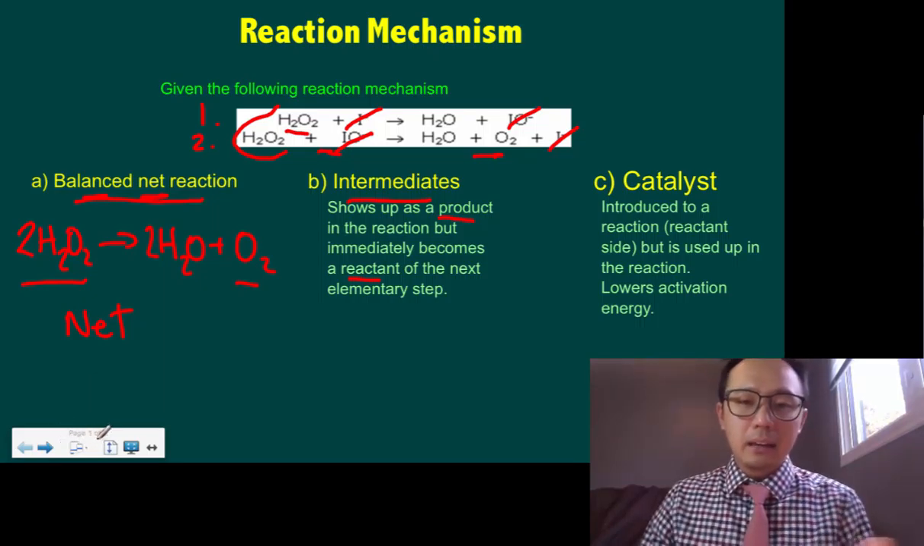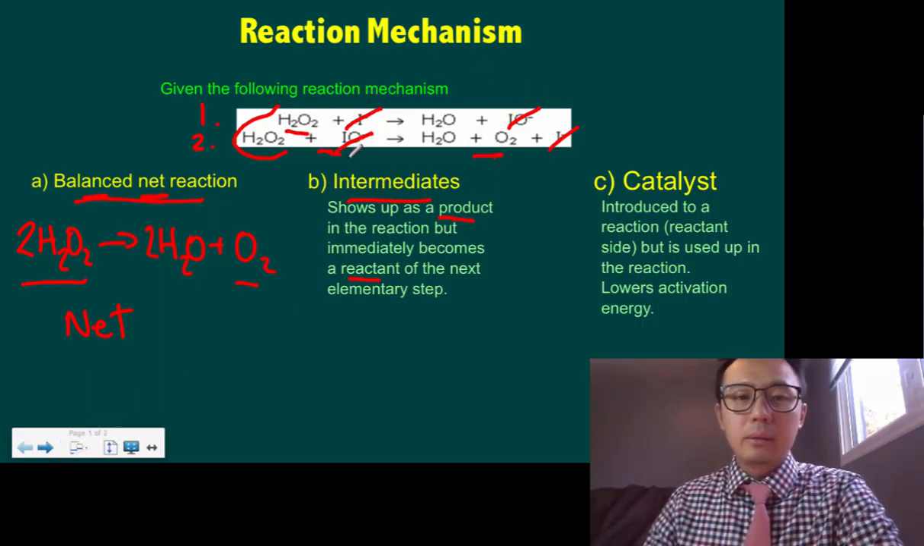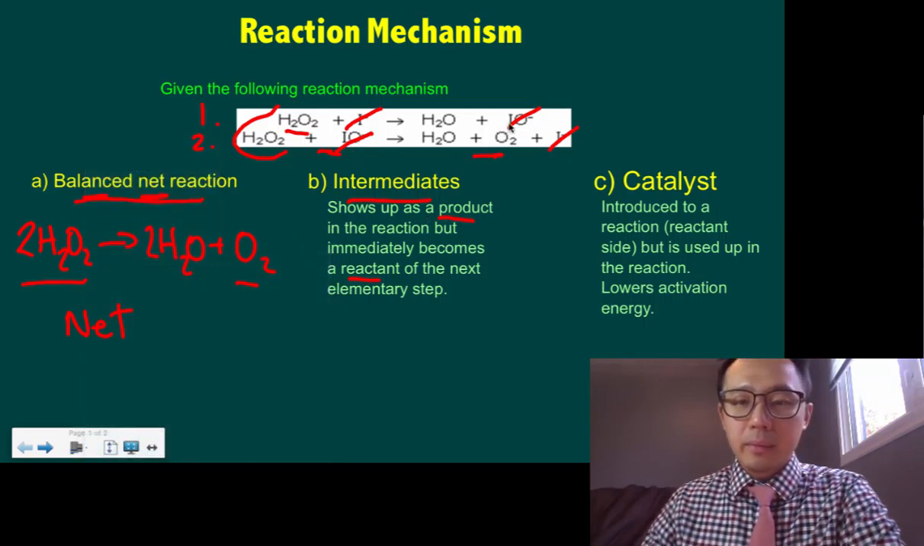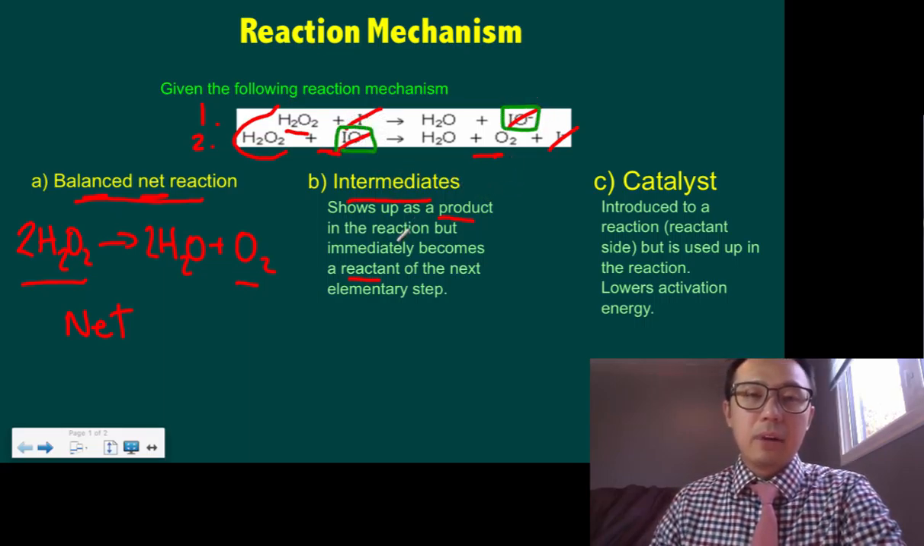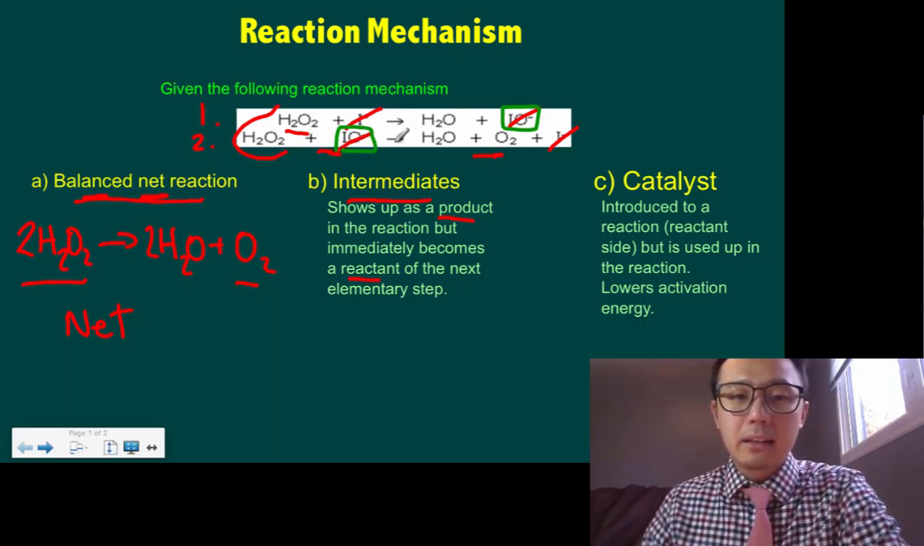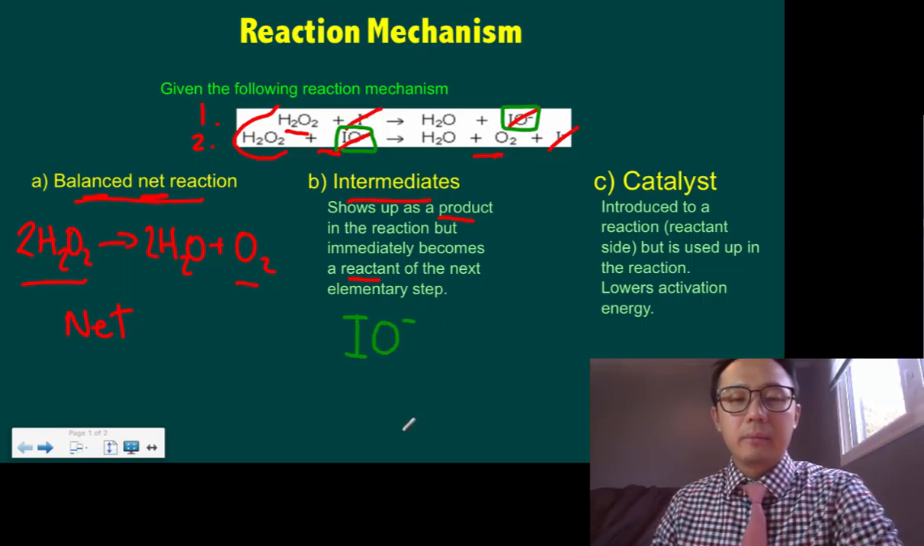So can you identify any of these on the product side that show up on the reactant side? And you can see that, let me change colors here, the ion here shows up as your product, and then immediately in the next step, it shows up as the reactant. And what happens is that you don't even see this in your net reaction because it gets canceled out. So your intermediate in this one is your ion.